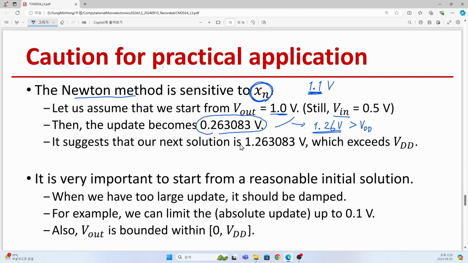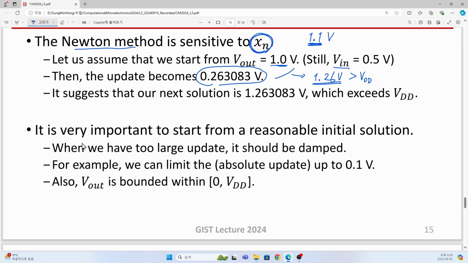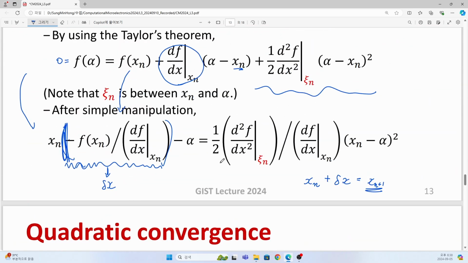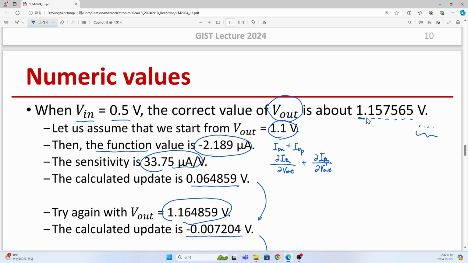So we must have certain limitation or regulation for our Newton method. So it is very important to start from a reasonable initial solution. So if, for example, our correct solution is 1.15, then it is good to start from 1.1 instead of starting from 1.0. But maybe students can ask me this question.